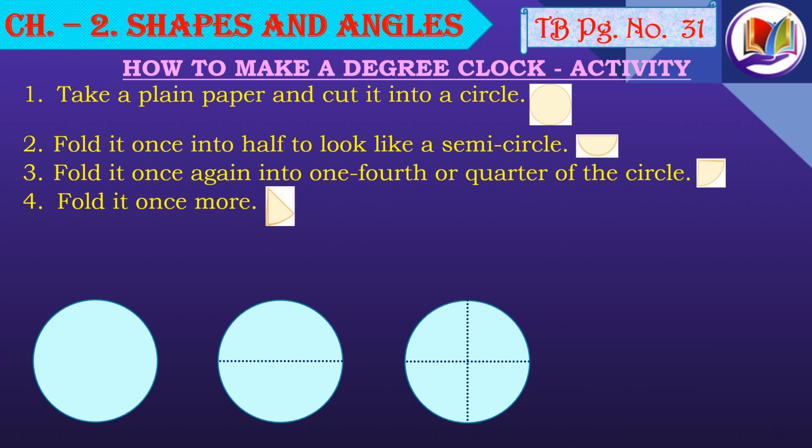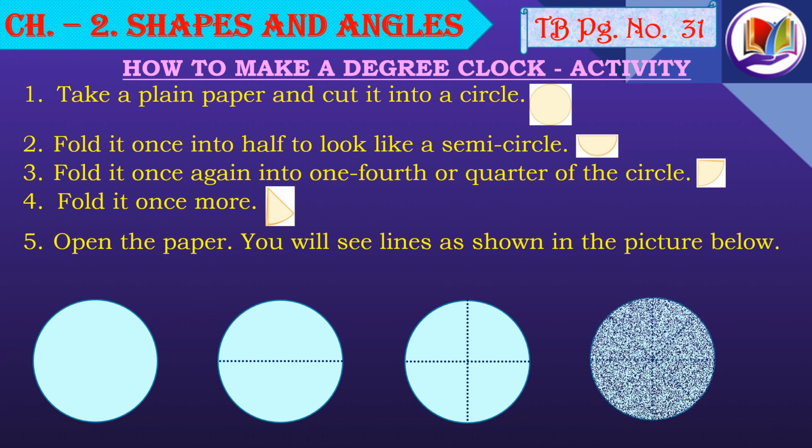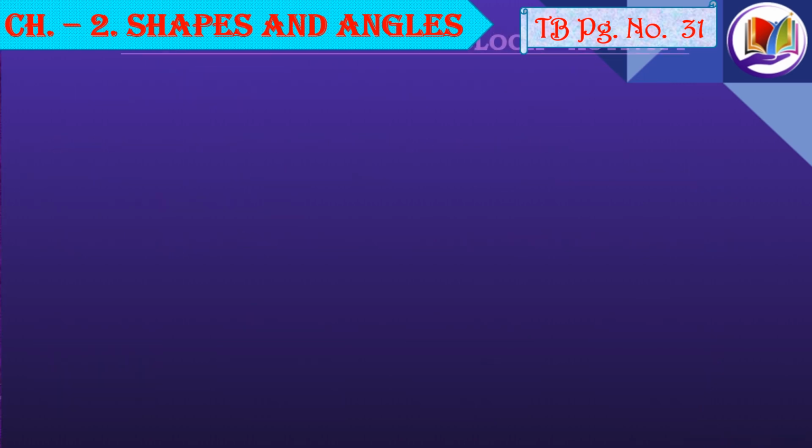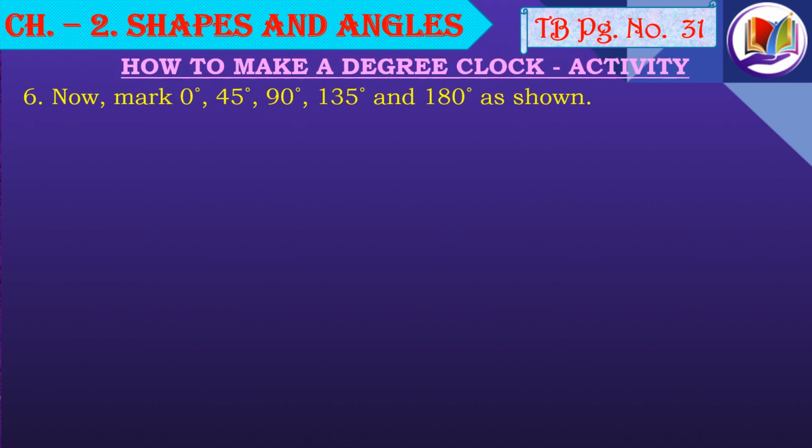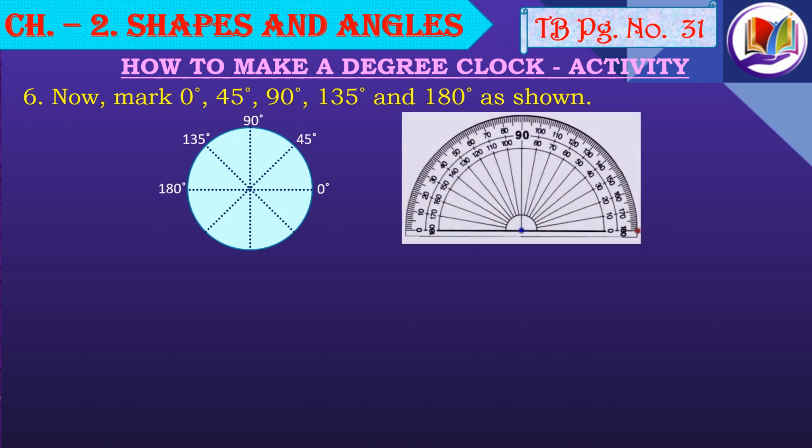The next, again fold it once more. So now you'll be able to get a marking of almost 8 parts here. You will see the lines shown in the figure. Let's go ahead and see what would be the next step. So children, now mark these angles on the degree clock as per the protractor shown here. That is the D shape where the angles are marked. So finally your degree clock is ready.